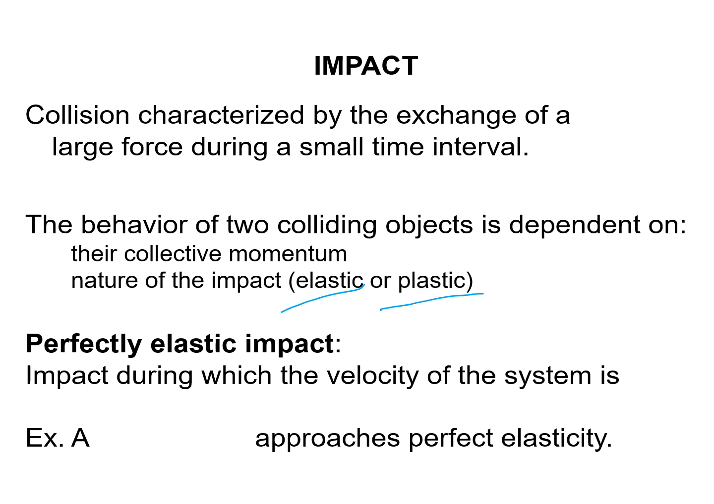When we say elastic, a perfectly elastic impact is an impact during which the velocity of the system is conserved. So if we have a bouncy super ball, and we throw it against the ground and it's traveling 100 meters per second, just to keep it simple, as soon as it hits the ground and bounces, it's still traveling at 100 meters per second. Its velocity is conserved. It approaches perfect elasticity.